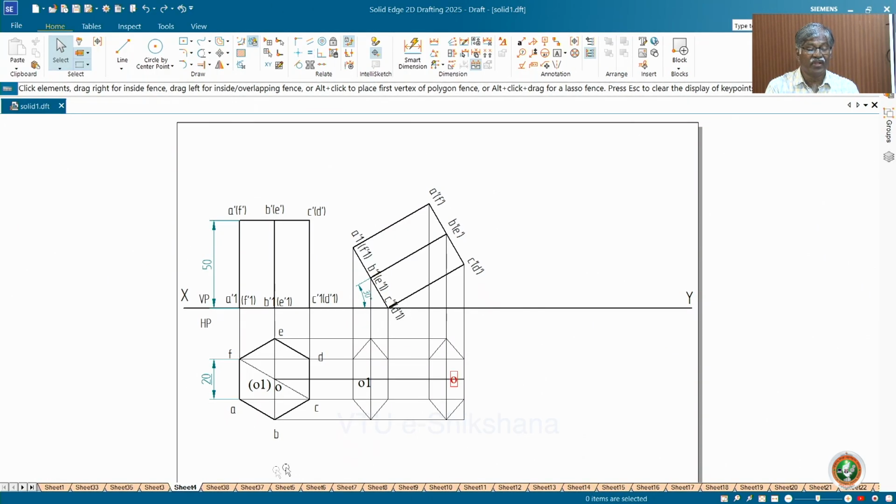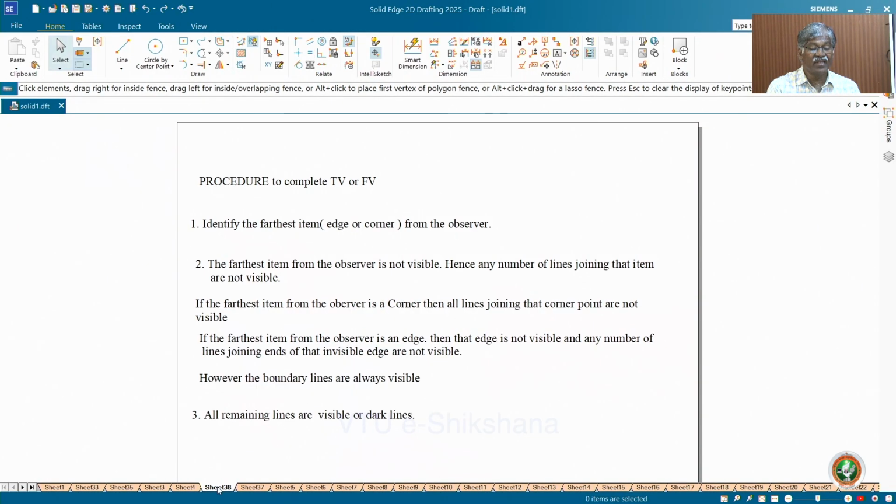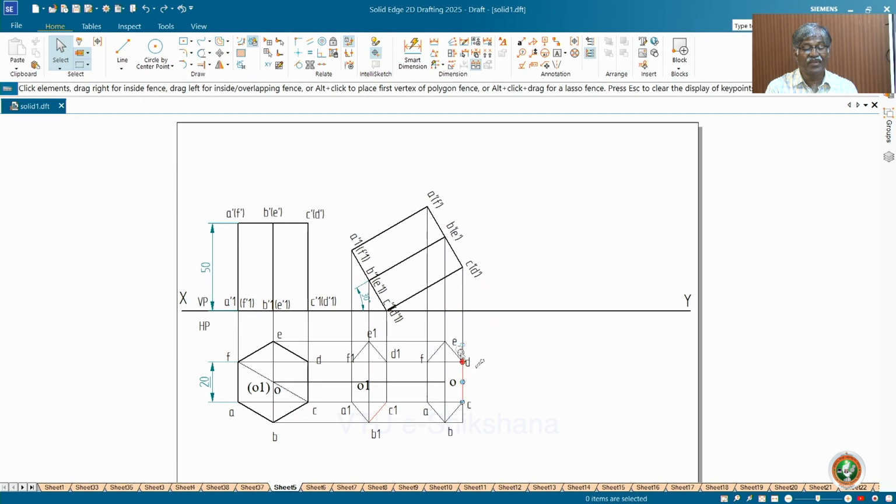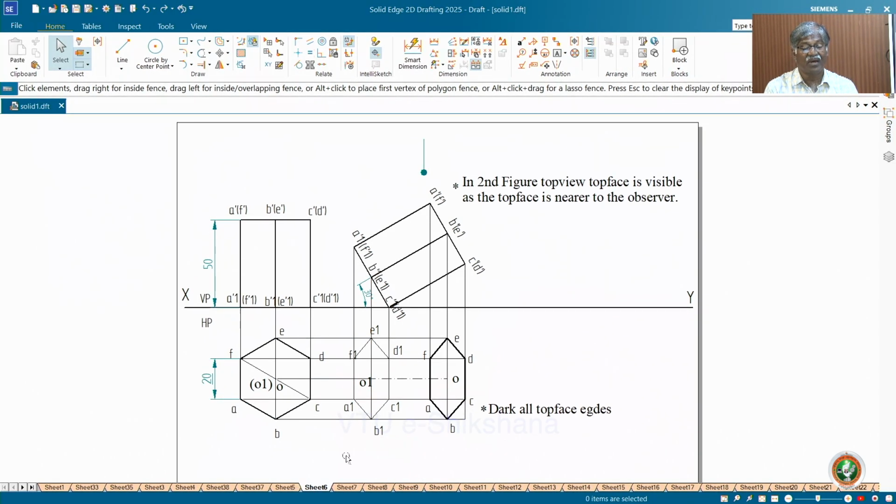This is O1 centers. Then you can go for the farthest point method or the key surface concept, visible key surface concept, nearest visible key surface concept. That you know, many times I explained. Now after naming all these A1, B1, C1 and A, B, C, D up to F, top face and base, now you start working on the key surface method. Because a number of lines are there, it is better to have the visible key surface reference.